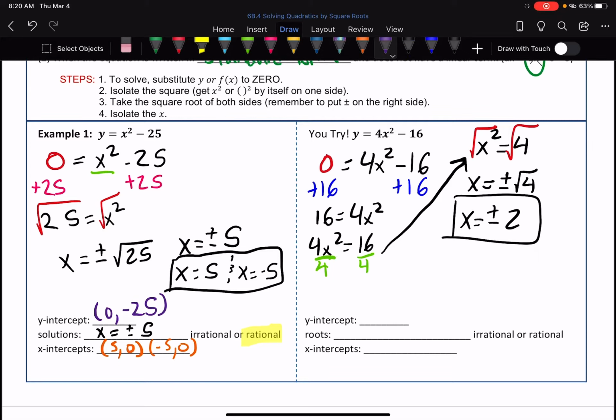Alright, so if we're answering the questions at the bottom, we were originally given standard form, so our y-intercept's just our c value, which is going to be 0, negative 16.